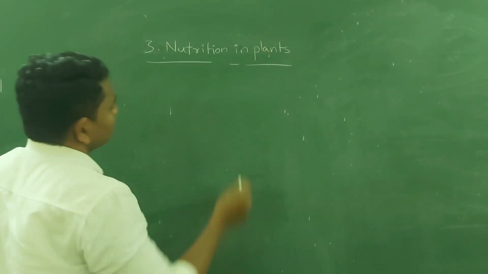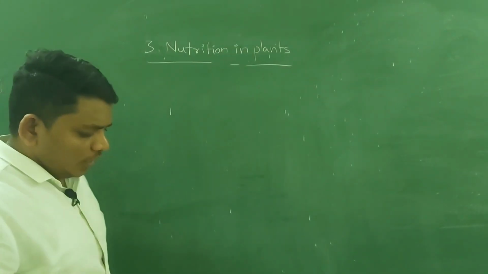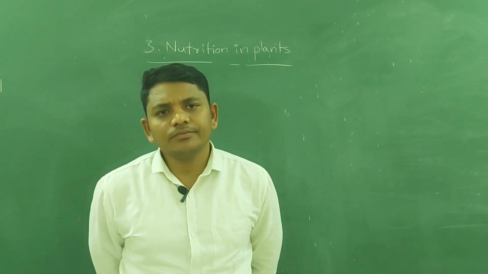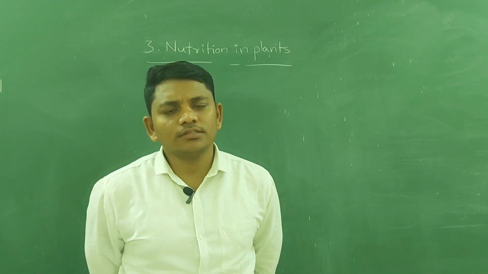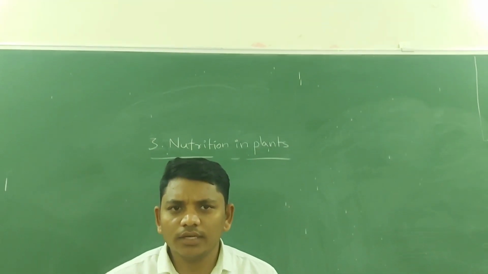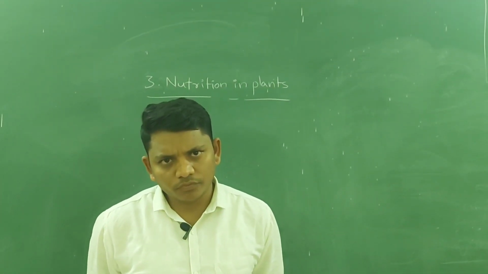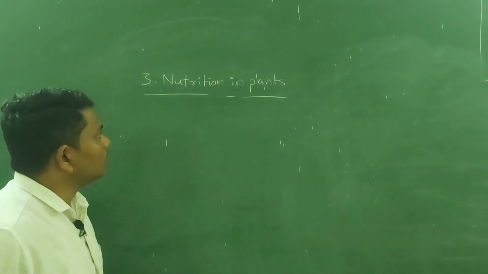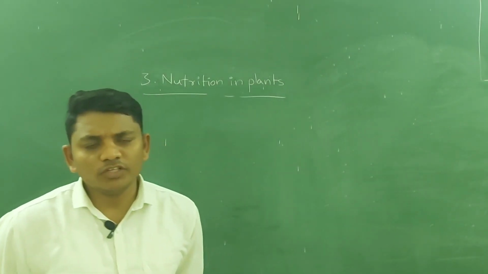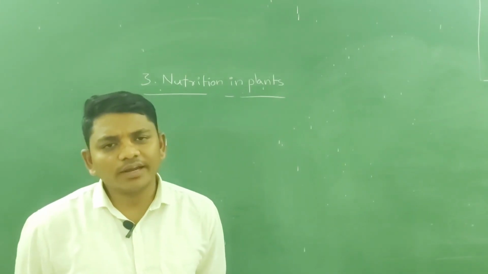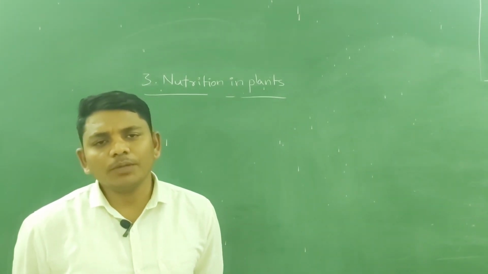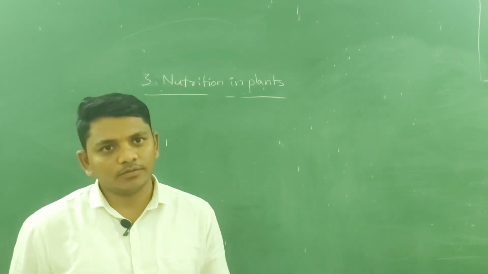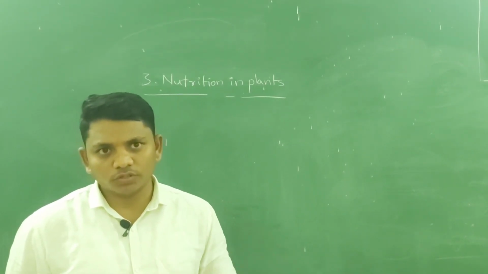Nutrition in plants. The gathering of food and digestion of food together is called nutrition. Today we are going to discuss nutrition in plants, which means how plants gather their food. What type of process is involved in the gathering of food within the plant? Today we are going to discuss that.